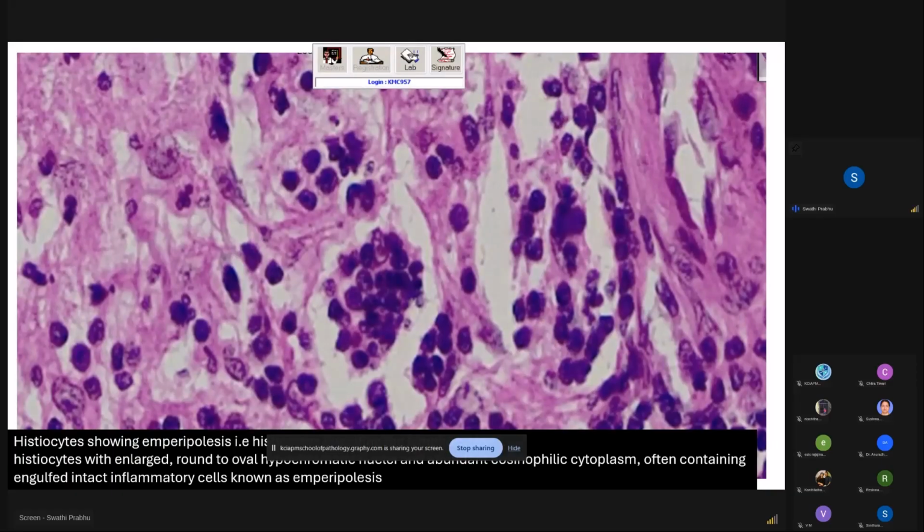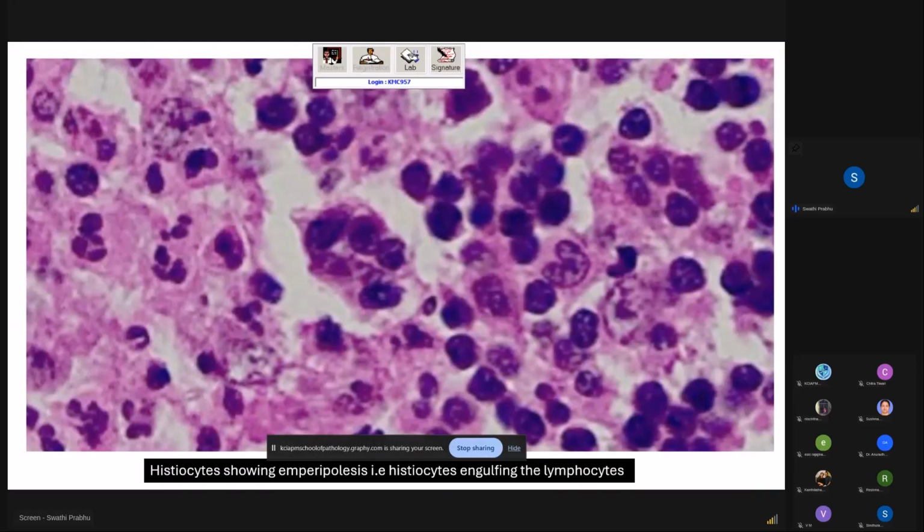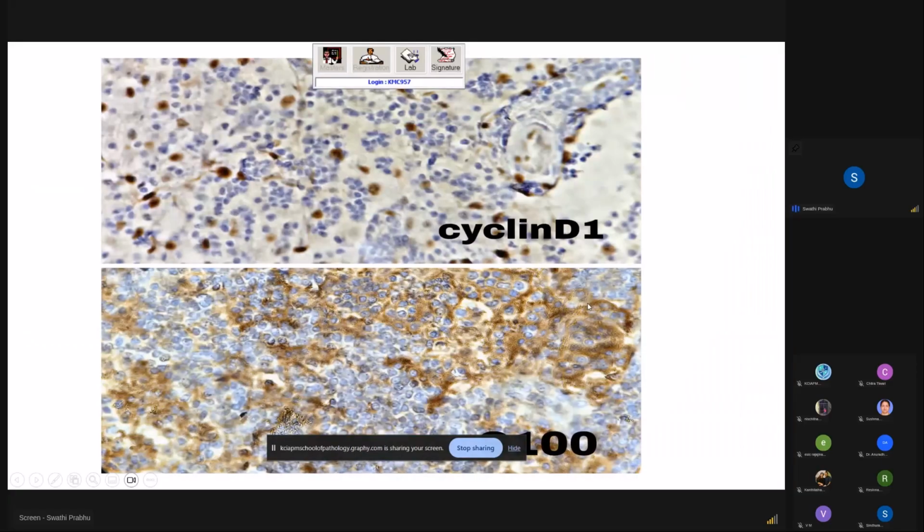This slide shows a lot of emperipolysis. Again, one more high power image where a histiocyte is engulfing lymphocytes. We did one IHC, that is S100, which was showing positivity, and here the cells which are showing negative are the engulfed lymphocytes. All the sinus histiocytes were positive for S100, and they also showed positivity for cyclin D1.